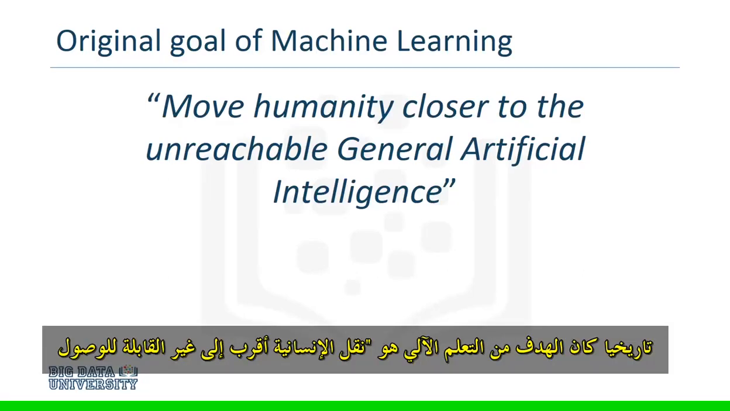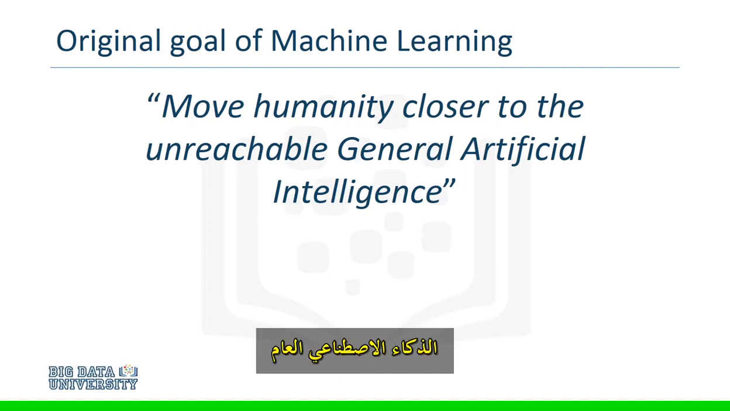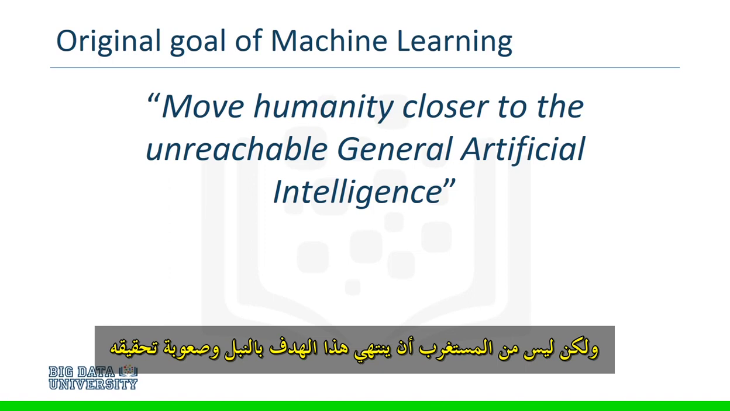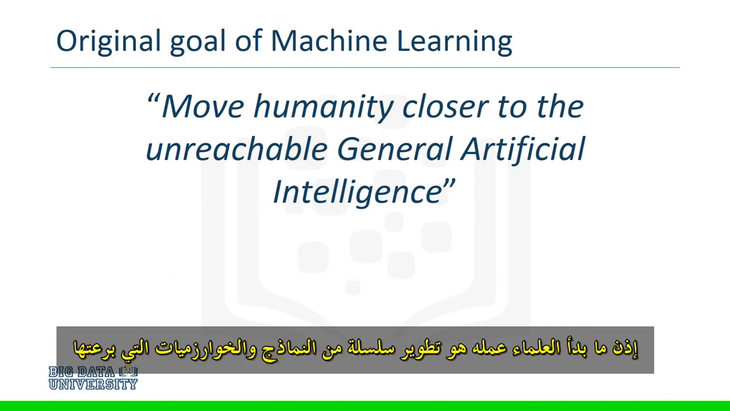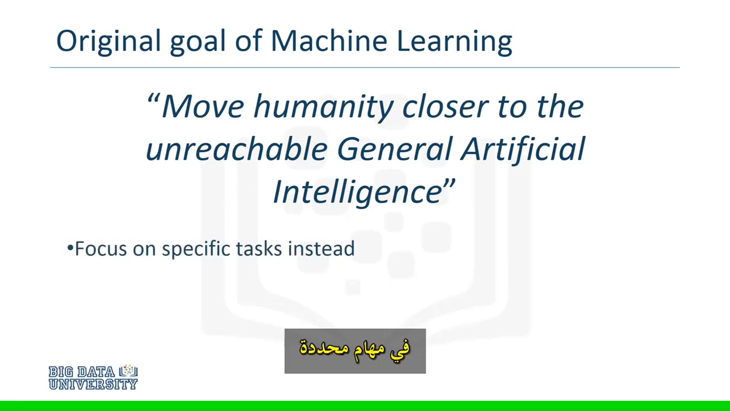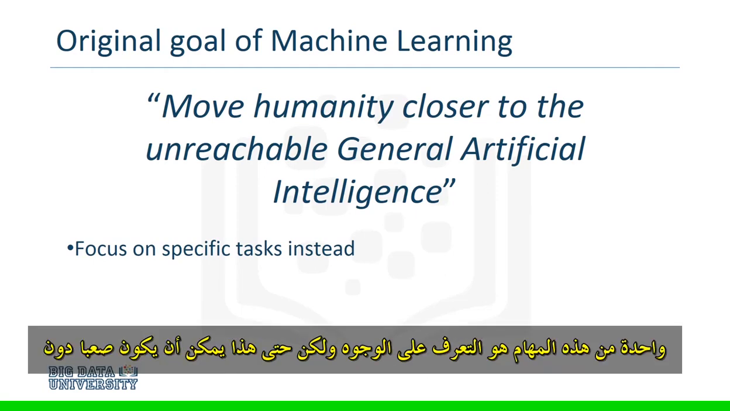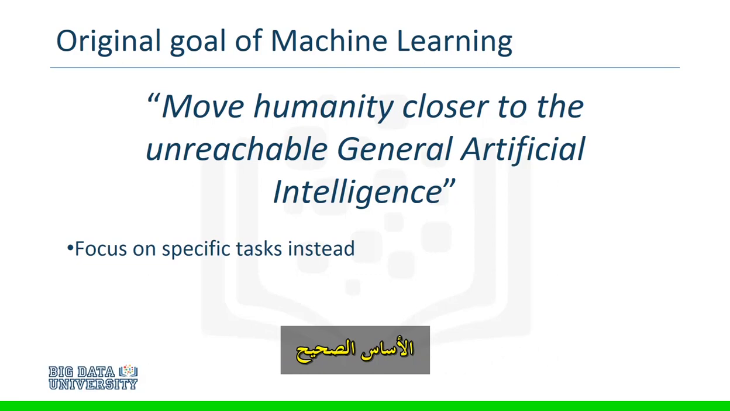Historically, the goal of machine learning was to move humanity closer to the unreachable general artificial intelligence. But not surprisingly, this goal ended up being lofty and difficult to attain. So what scientists started doing was developing a series of models and algorithms that excelled in specific tasks. One of these tasks is object recognition, but even this can be difficult without the right foundation.